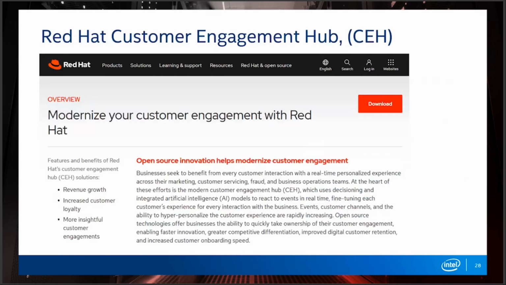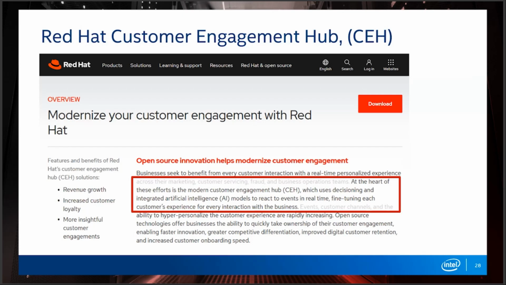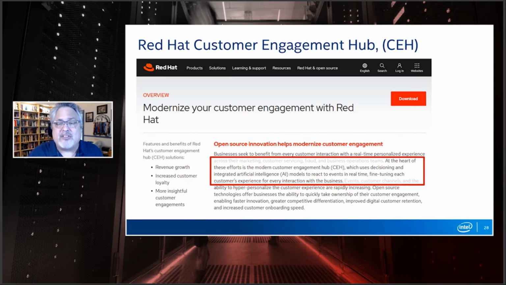And Red Hat is an example of a company that gets this in a very, very big way. A lot of Red Hat solutions, their commitment to open source, which is another way in which you speed access to these types of solutions, are just hallmarks of companies that are focused on helping customers bridge this divide. And nothing could be more emblematic of that than their Red Hat Customer Engagement Hub. And I just want to call out one sentence here on their webpage. At the heart of these efforts is the modern Customer Engagement Hub, which uses decisioning and integrated artificial intelligence models to react to events in real time, fine-tuning each customer experience for every interaction with the business. That's the model, that's the scale that we have to get on. And Red Hat recognizes that in a very, very powerful way.